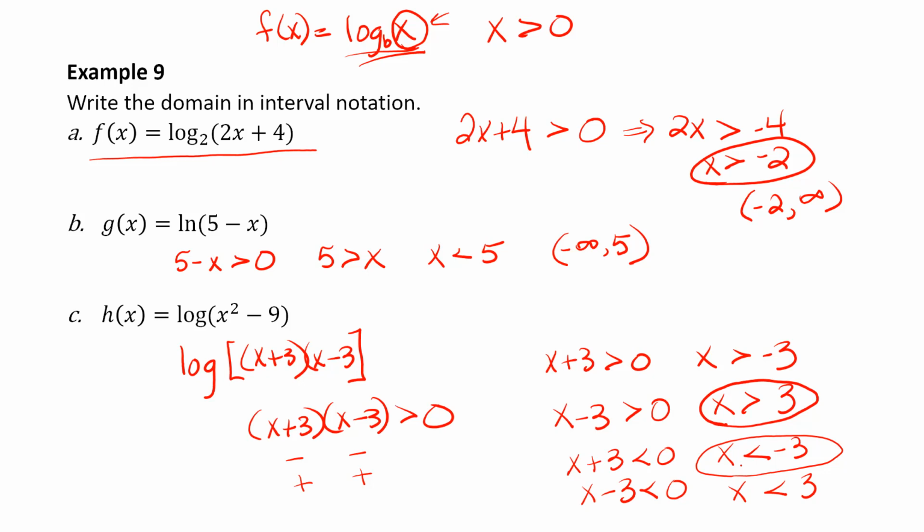So the domain for this function is going to be the numbers greater than 3 and the numbers less than -3, because those are the only way to make either both of them positive or both of them negative. Anywhere in between -3 and 3, you're going to get a positive and a negative, so that's not going to work. So we would write that as negative infinity up to -3 union 3 to infinity.